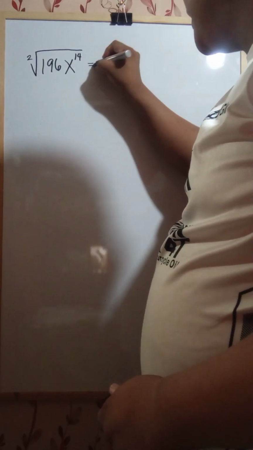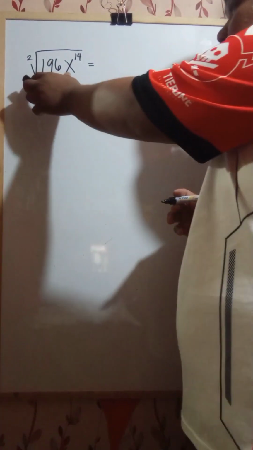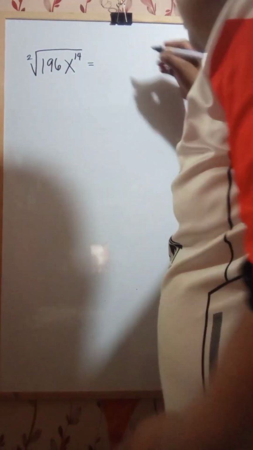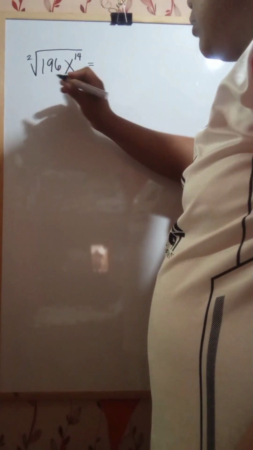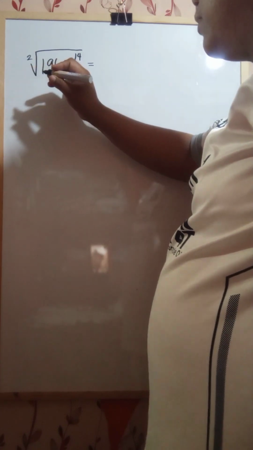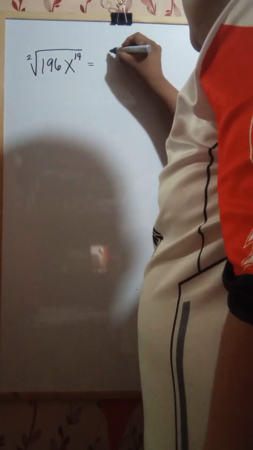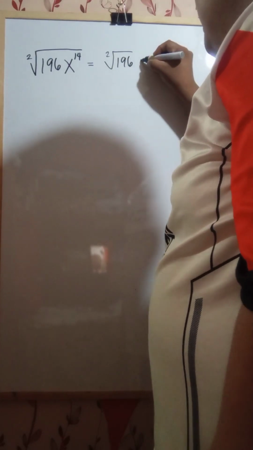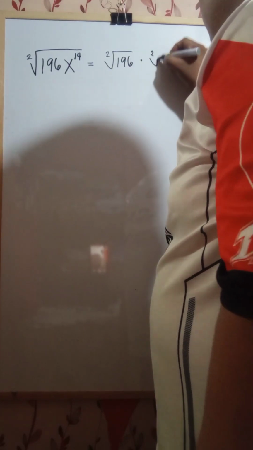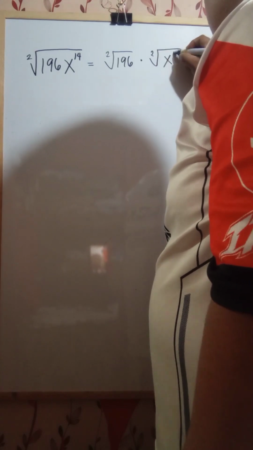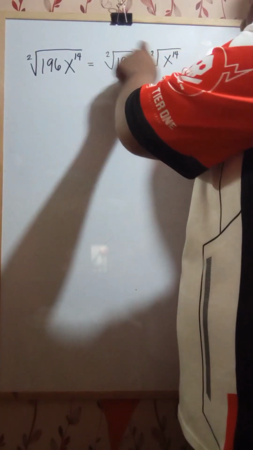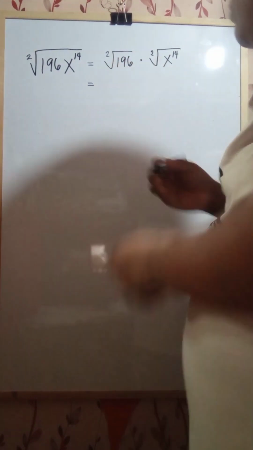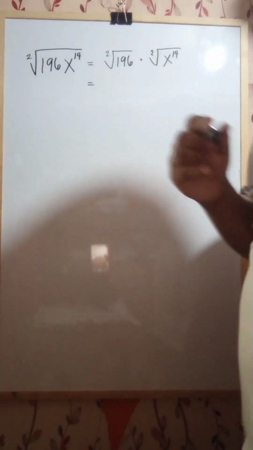So we separate first. If you have confusions when it comes to this, we split first. So 196 of x to the power of 14 becomes the square root of 196 times the square root of x to the power of 14. The index is 2. Okay? First things first, let's get the square root of 196.